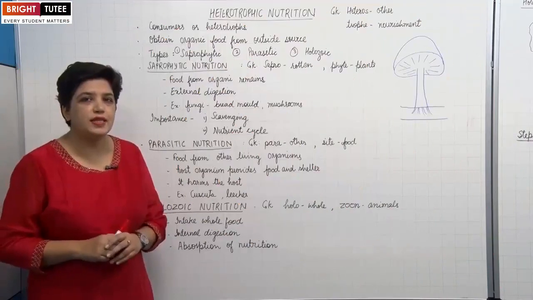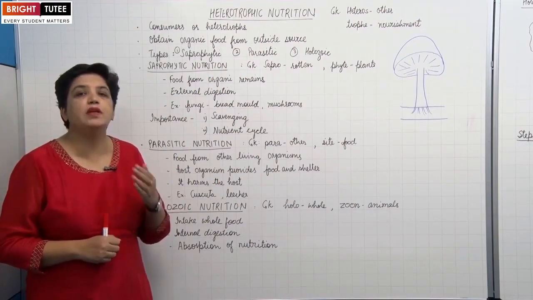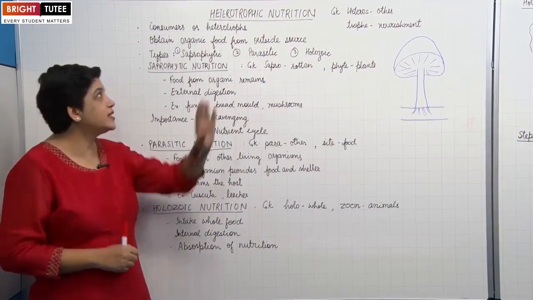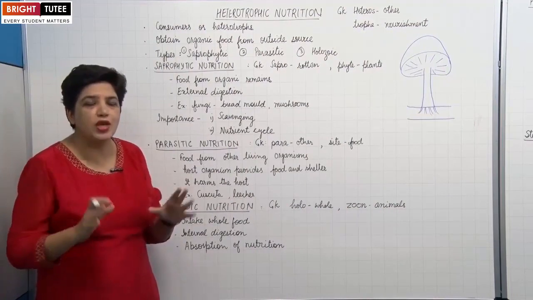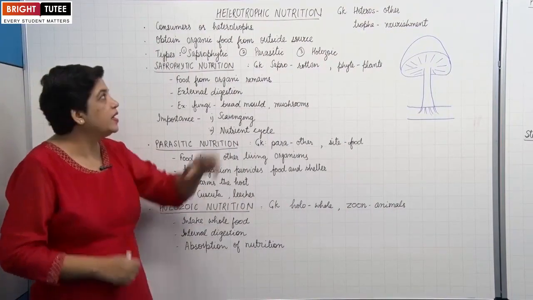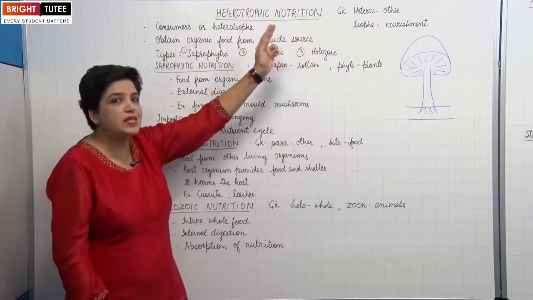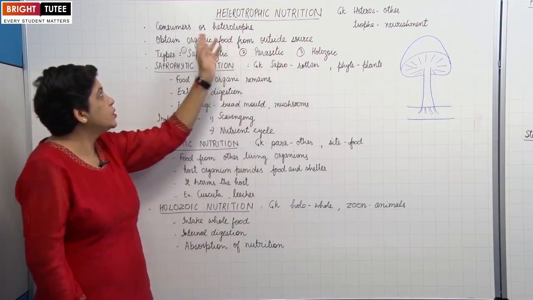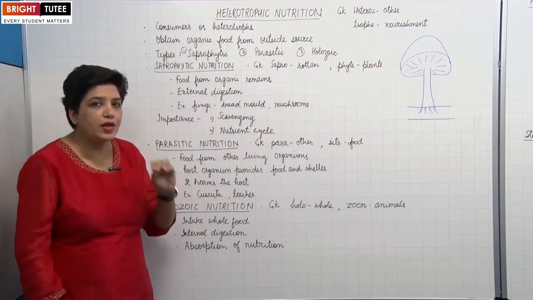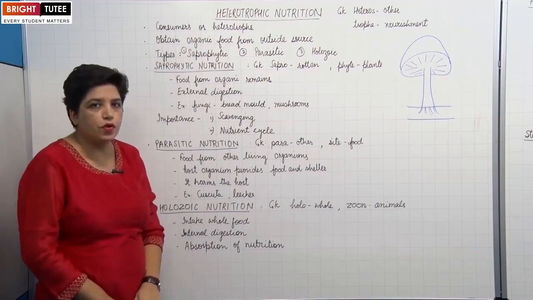So we just studied about autotrophic nutrition. The autotrophs can make their own food. Now let us come to heterotrophic nutrition. Those organisms which cannot make their own food. This word has been derived from the Greek words heteros, which means others, and trophe, which means nourishment. Such organisms which cannot make their own food are called consumers or heterotrophs.